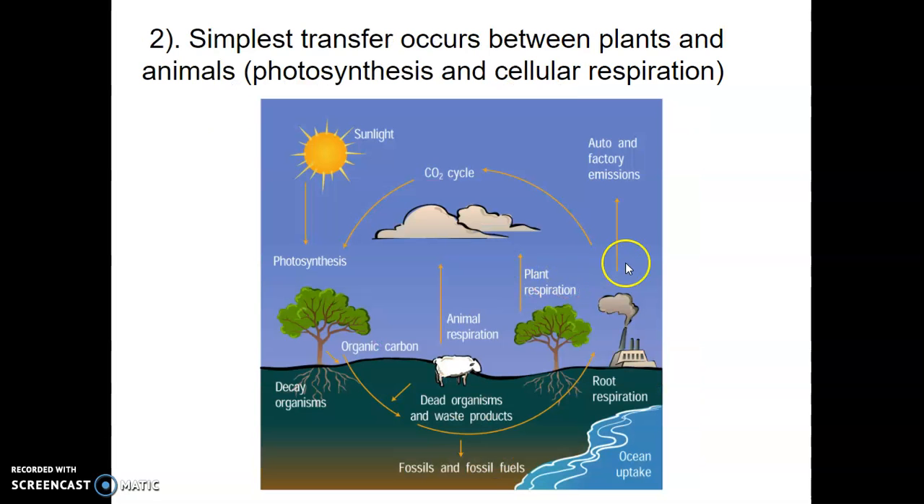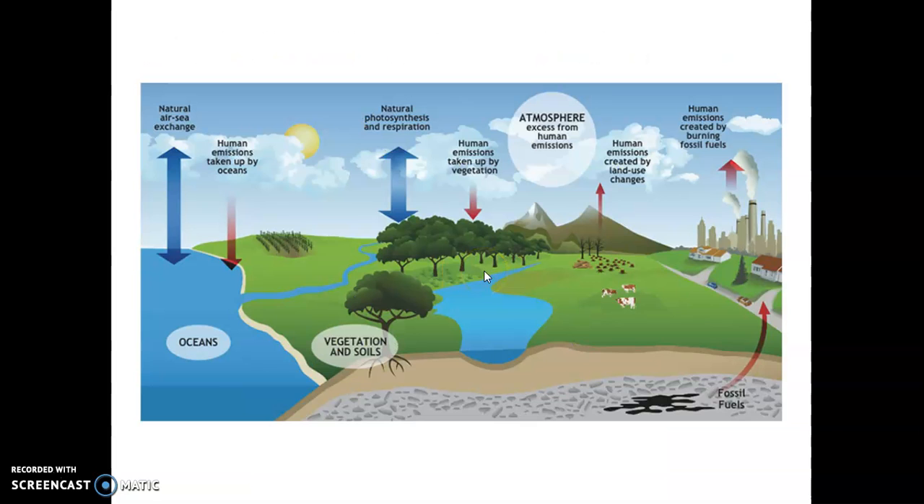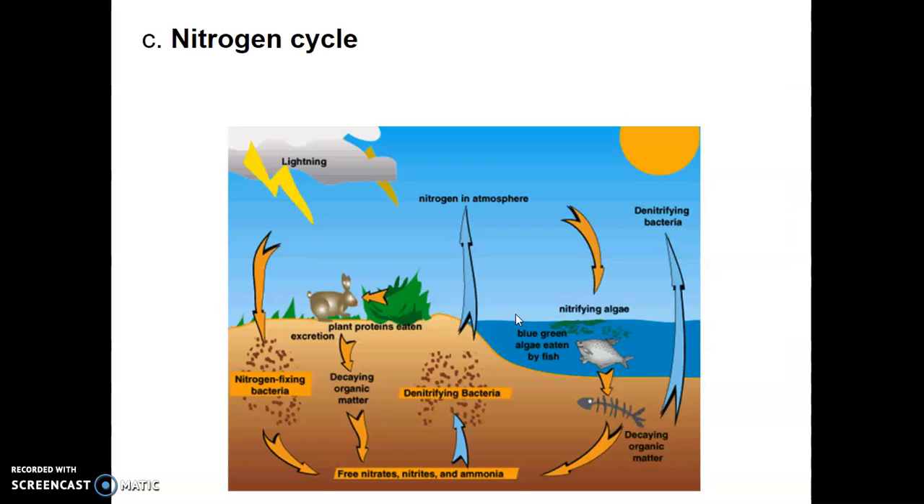It does it without us even noticing. The simplest transfer is very easy to think about, just like the oxygen cycle, between photosynthesis and cellular respiration in plants and animals accordingly. And these are just some other pictures of the carbon cycle. Next, we have the nitrogen cycle.